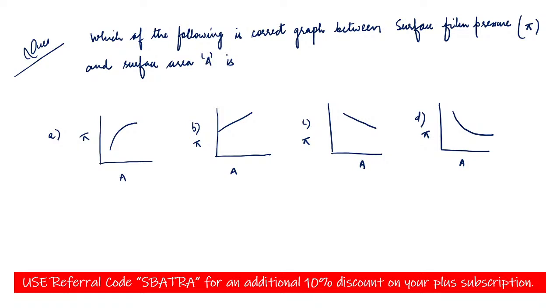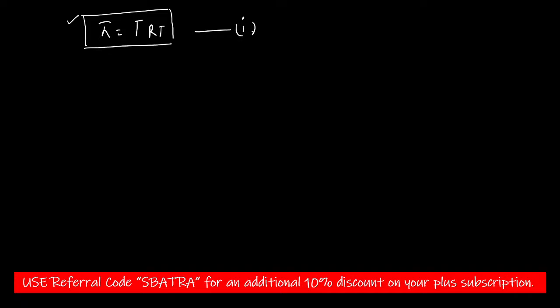Alright guys, so let's solve this question. How can we approach this question? What is the equation of surface film and surface pressure? Pi is equal to surface excess times RT. We know this equation from the adsorption isotherm. Pi is equal to surface excess into RT. This is our first equation.